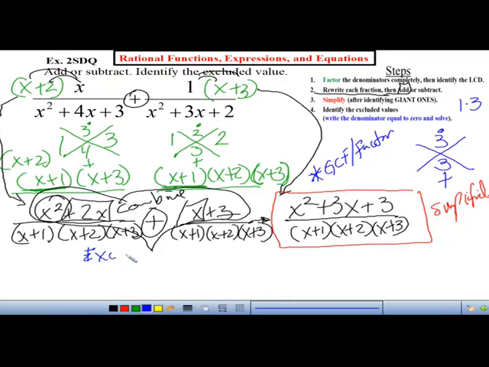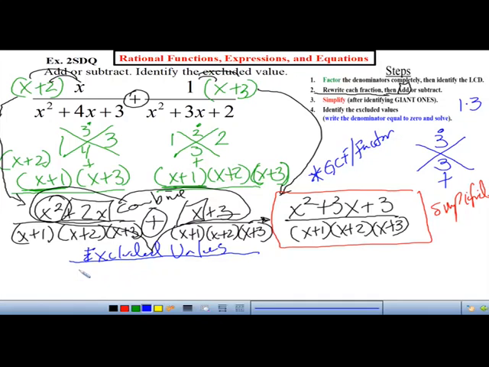Excluded values. All right. So who went last? Michael, pass someone. Victor. Hector? Victor. All right, what do I write?